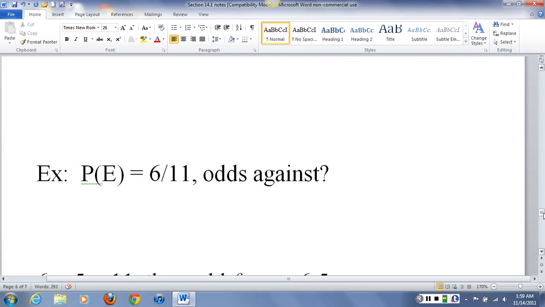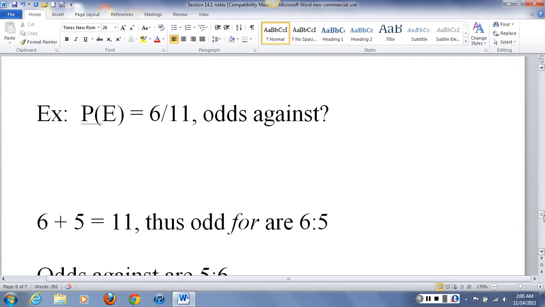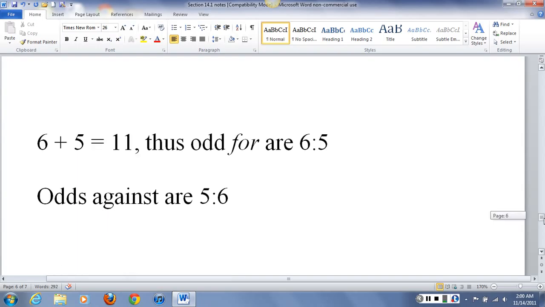So again, the probability of an event is 6 out of 11. What are the odds against this particular event? Well, since if I add 5 to 6 to get 11, that means the odds for are 6 to 5. So then the odds against obviously are just reversed, 5 to 6.